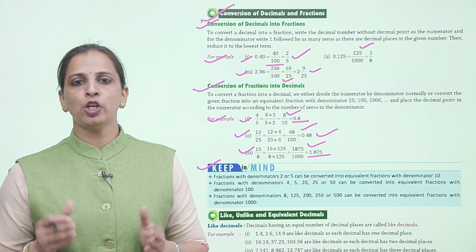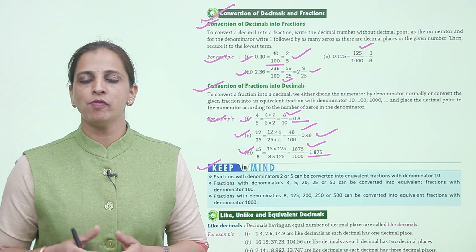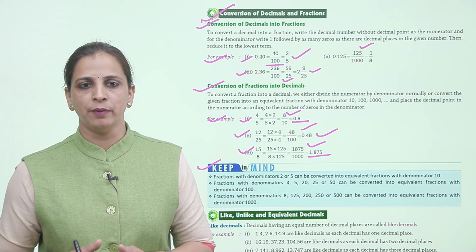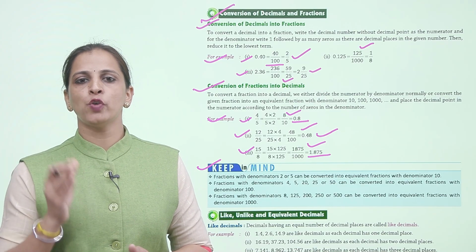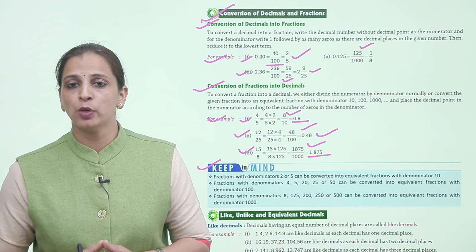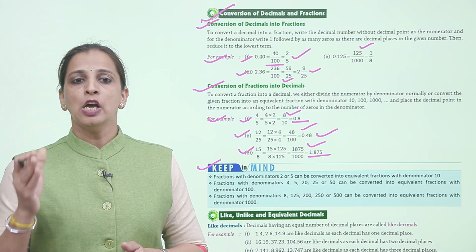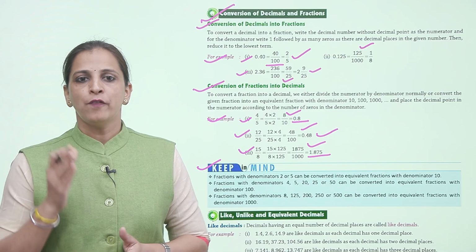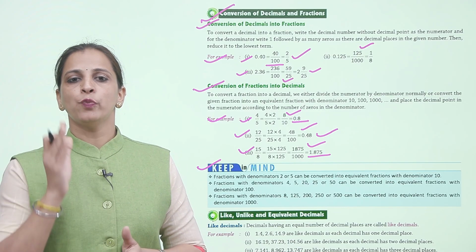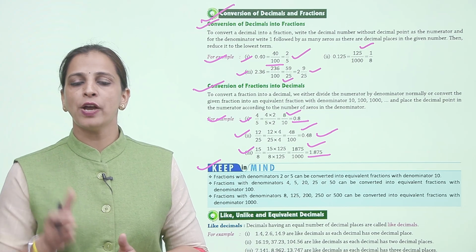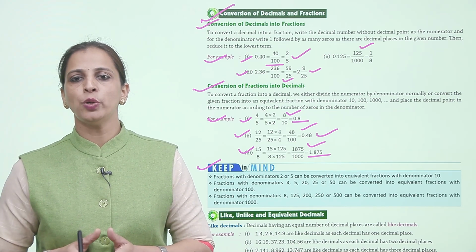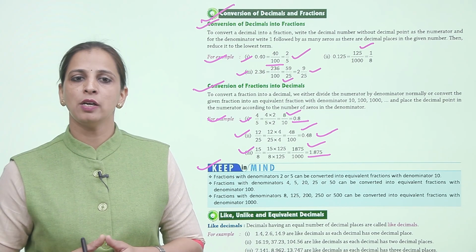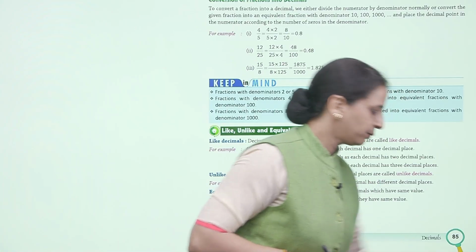Keep in mind, fractions with denominator 2 or 5 can be converted into equivalent fractions with denominator 10. Fractions with denominator 4, 5, 20, 25 or 50 can be converted into equivalent fractions with denominator 100. Fractions with denominator 8, 125, 200, 250 or 500 can be converted into equivalent fractions with denominator 1000.